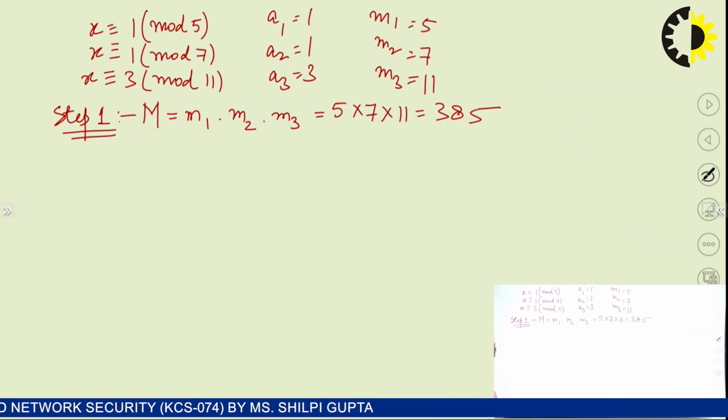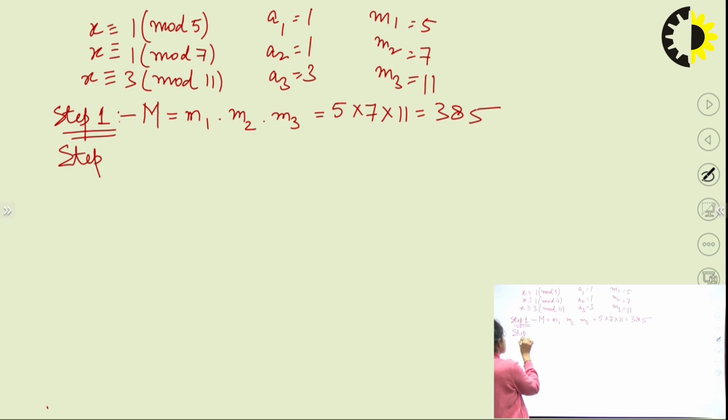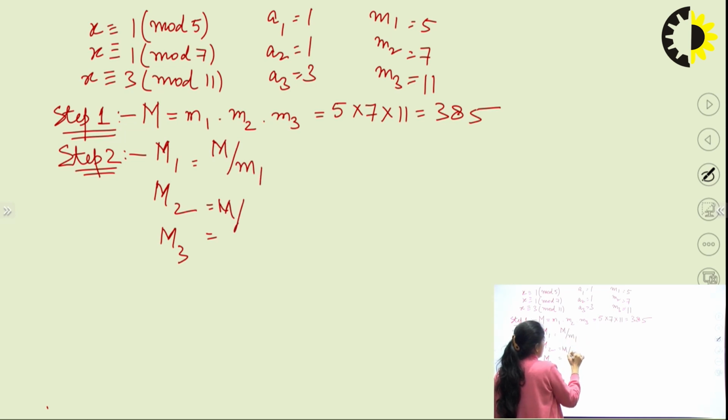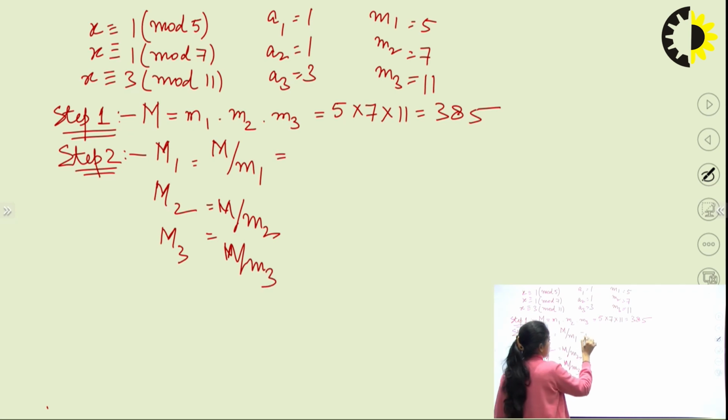So by multiplying 5, 7 and 11, we will get the value 385. In step 2, we will find out the value of capital M1, capital M2, capital M3. Here we have M by M1, M by M2, M by M3, like this.